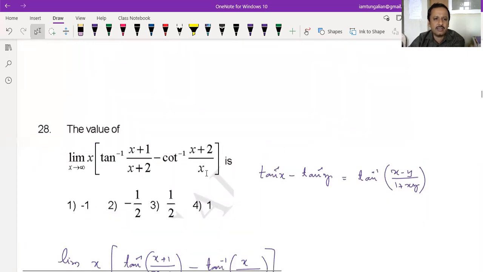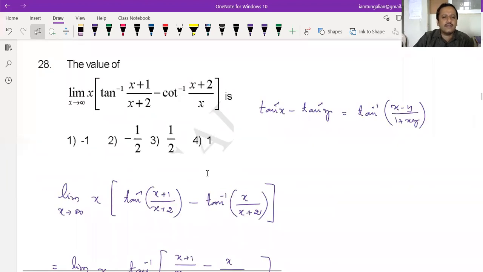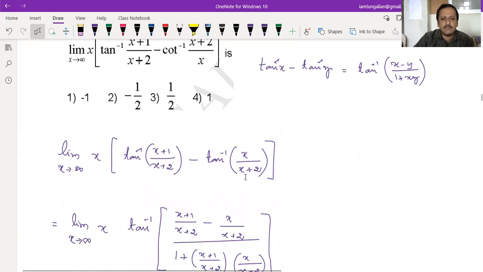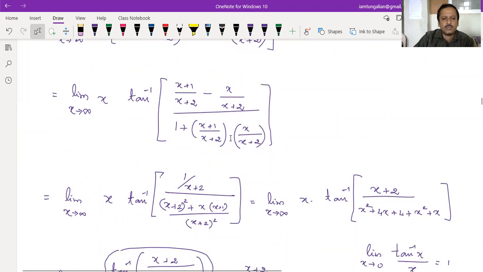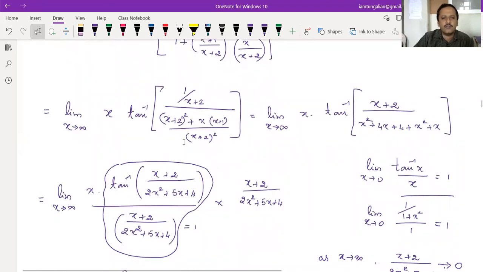Where is 28? Here. Limit x tends to infinity x into tan inverse of (x plus 1 by x plus 2) minus cot inverse of (x plus 2 by x). Okay. I'm writing cot inverse of x plus 2 by x as tan inverse of x by x plus 2. Then here I'm using the tan inverse x minus tan inverse y formula, which is equal to tan inverse of (x minus y) divided by (1 plus xy). That on simplification will give you this. Here x plus 2 is the common denominator. Numerator will be x plus 1 minus x. X gets cancelled. So 1 by x plus 2. Denominator, the LCM is x plus 2 whole square. This numerator will be x plus 2 whole square plus (x plus 1) into x. Okay. So then one of those x plus 2 gets cancelled.